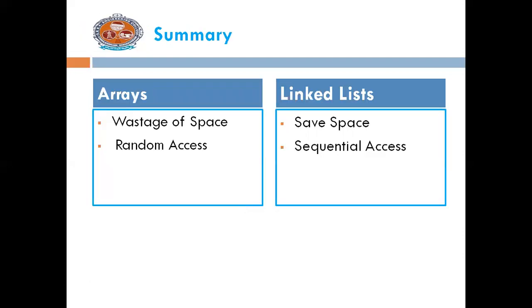The summary of this lecture is that there are two representations to implement polynomials. One is arrays. In arrays, for sparse polynomials, there is a wastage of space, and we can access the terms randomly. In linked lists, there is no wastage of space for sparse polynomials, but we can access the terms only one by one, starting from the highest exponent term.